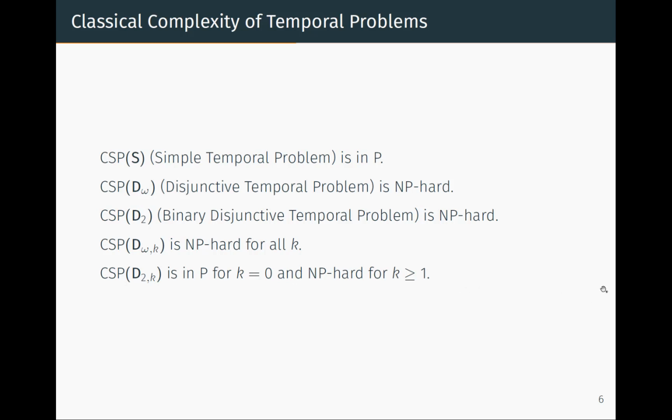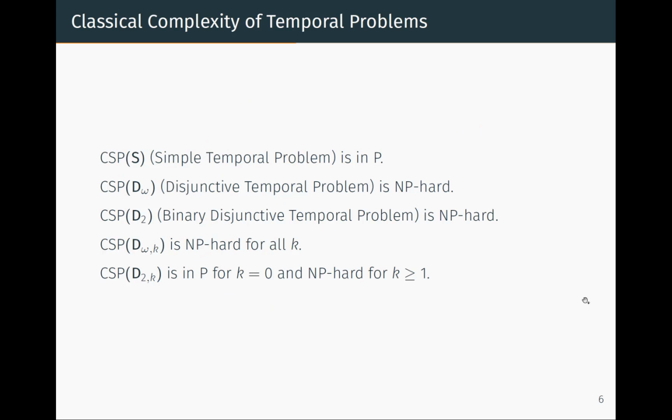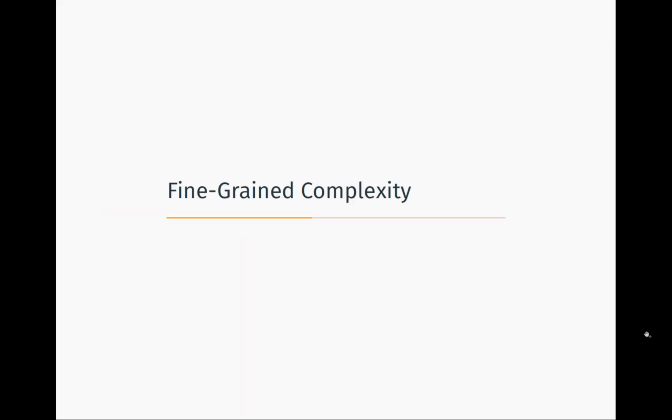So if you look at this picture, the complexity analysis is not very satisfying, because we cannot, for example, compare the complexity of languages D2-1, D2-2, and D2-3 to each other. They are all deemed NP-hard, and there is no way to look at their relative complexity. So if we want to do that, we need to use some more tools than classical complexity, and fine-grained complexity provides us with those tools.